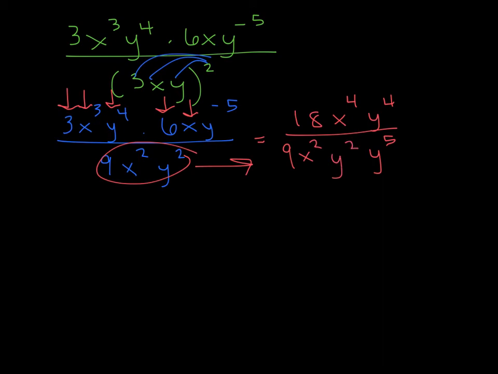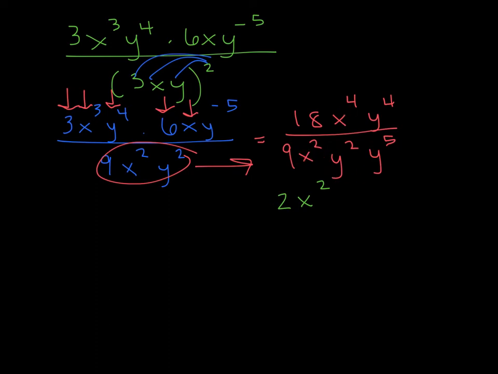So now I'm going to go ahead and simplify some. So I have 18 divided by 9. That's going to give me 2. I have x to the 4th divided by x squared. That's going to give me x squared. Because remember, when you're dividing here, you subtract those exponents.